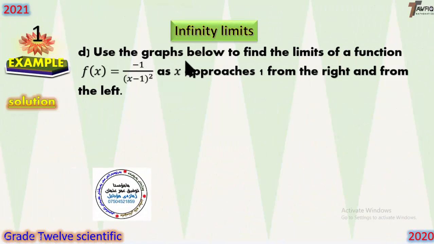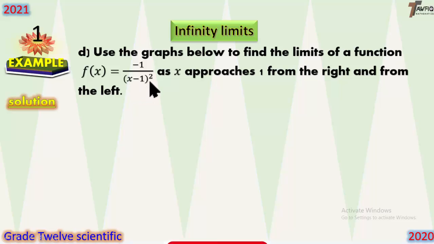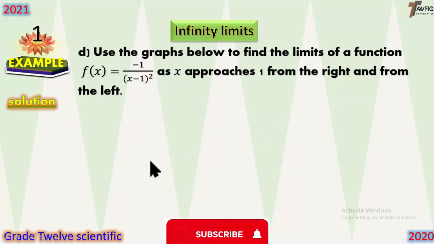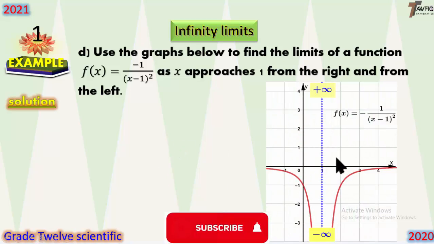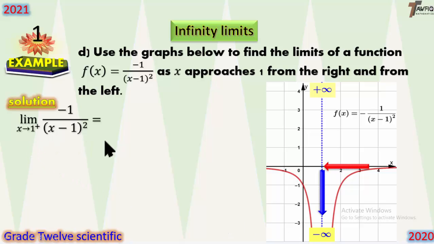Example 1d. Use the graphs below to find the limit of the function f of x equals minus 1 over (x minus 1) squared as x approaches 1 from the right and from the left. Here you can see that when x approaches 1 from the right, the function goes to negative infinity. That means the limit is negative infinity, decreasing without bound.